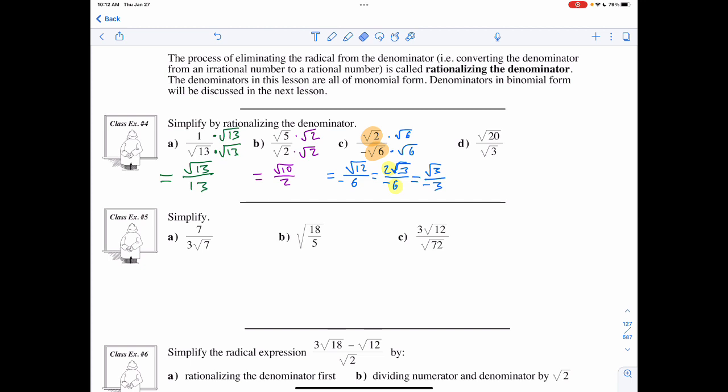Then I'm going to get to the last example. I'm going to multiply the top and the bottom by root 3. And that's going to give me root 60 over 3, not root 3. And the square root of 60 is going to be the same as 2 root 15 over 3. Can't divide it out, so I'm done.